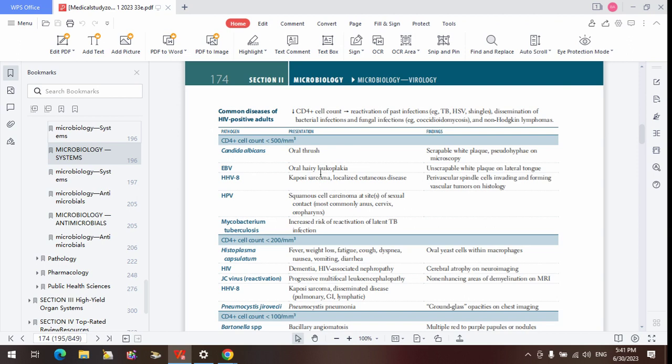Tuberculosis. I think it is this number one that is even the hardest to remember. There's reactivation of latent tuberculosis, then Kaposi sarcoma, HHV8, which is going to present as perivascular spindle cells. If you do your biopsy, what are we going to see?